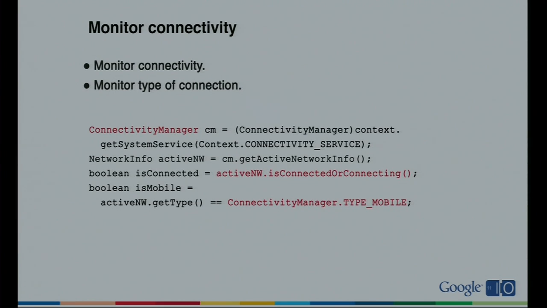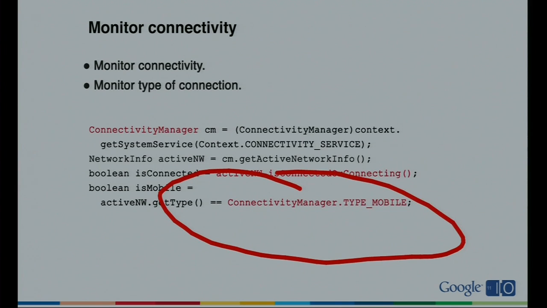We can also check to see what kind of connection we have. If we're connected via Wi-Fi, we can probably crank that number up. It's cheaper, it's faster to get those updates. Whereas if we're on 2G mobile, again, we probably want to scale it back.